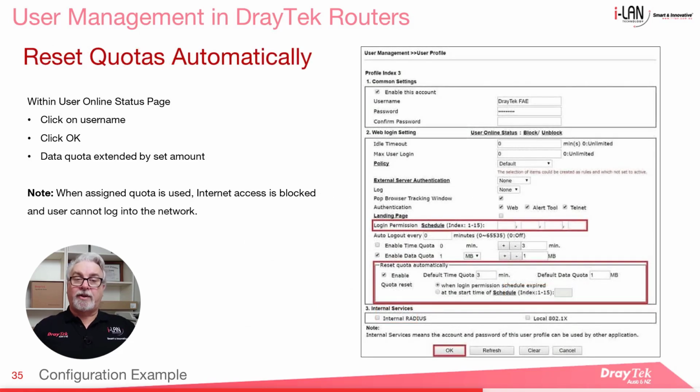In later firmware versions, there's an option to reset the time and data quota periodically or according to a time schedule. To do this, go to the Reset Quota Automatically box towards the bottom of the user profile page, then select Enable and set the default time and default data quotas. There's two options to choose from. One is when login permission schedule expired, which means the router will reset the quota when the login permission schedule expires. The other is at the start time of schedule, which means the router will reset the quota according to the schedule selected.